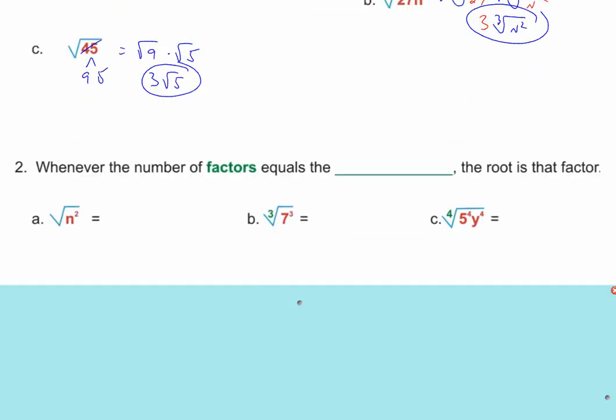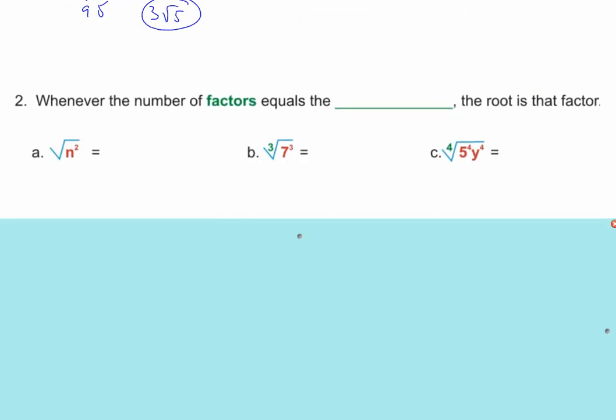All right, number 2. Come on, Windows. Stop it. Number 2, whenever the number of factors equals the index, the root is that factor. All right, so in A, the index is not shown, but we all know it's a 2, right?